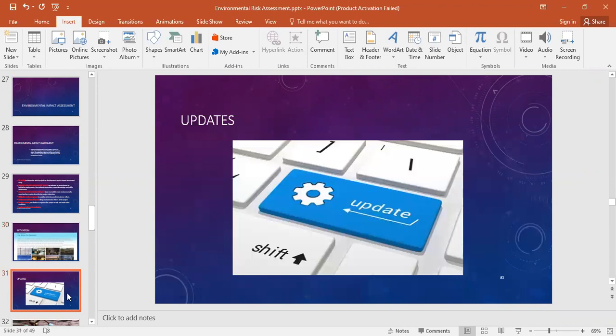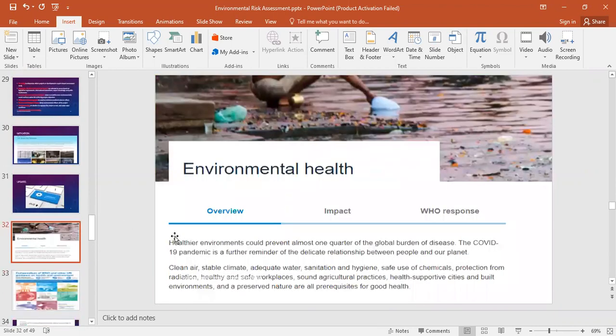Now it's time for the recent updates. Environmental health: a healthier environment could prevent almost one quarter of the global burden of disease. The COVID-19 pandemic is a further reminder of the delicate relationship between people and our planet. Clean air, a stable climate, adequate water, sanitation and hygiene, safe use of chemicals, protection from radiation, healthy and safe workplaces, sound agriculture practices, health-supportive cities and built environments, and preserved nature are all prerequisites for good health.